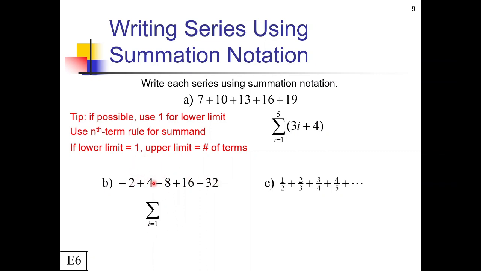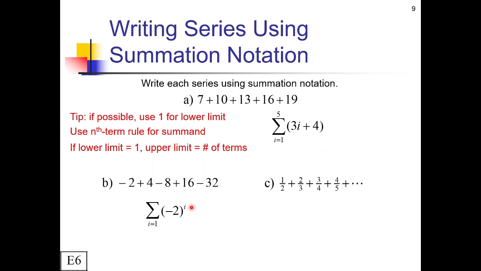So 2, 4, 8, 16, 32. Well, these are actually all powers of 2. So if I had 2 to the I, that would give me the positive version of all these. If I want to get the negative version of all these, how about if I did negative 2 to the I? Let me try out a few of these. So negative 2 to the 1 is negative 2. Negative 2 to the 2 is positive 4.